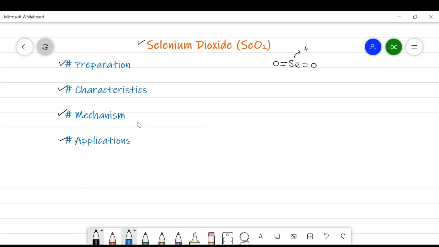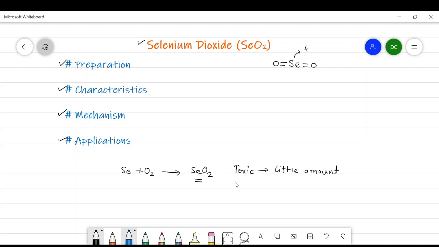So let's begin with the preparation. In the preparation, selenium is directly burned in the air so that it gets converted into selenium dioxide. This selenium dioxide is a toxic one, and that's why it is used in a little amount in organic synthesis or in an oxidation process.